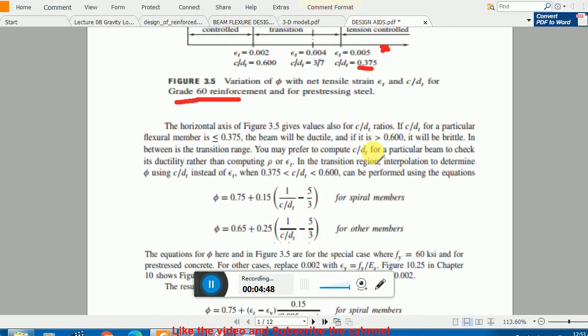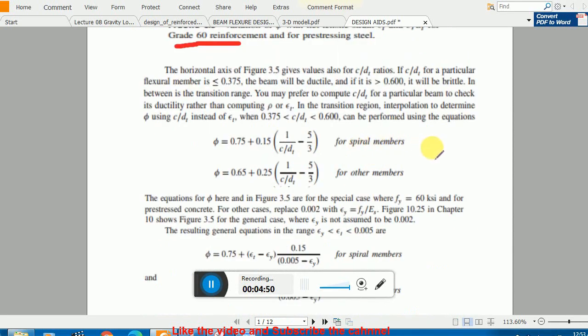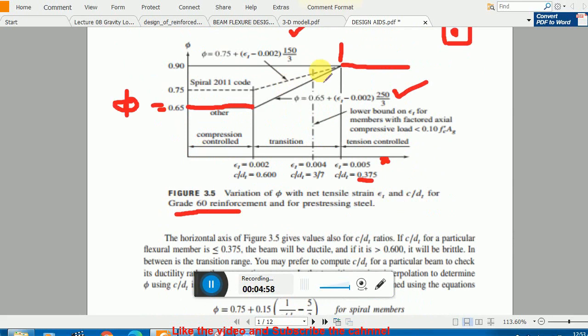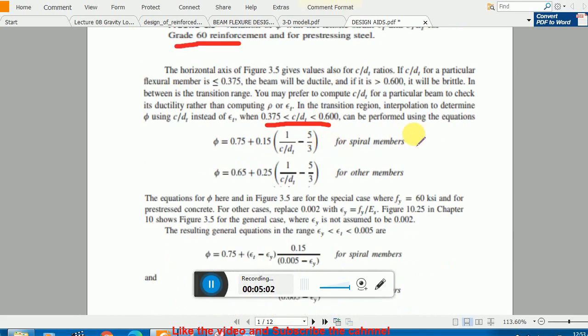Remember this. Now you see here, when this condition exists, your c divided by dt value is less than 0.60 but greater than this one, meaning that your value is somewhere here. So that's why we are using this interpolation formula, but this is the case for 60 ksi steel.